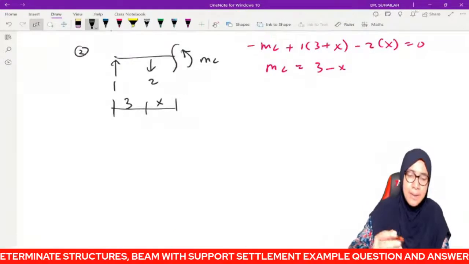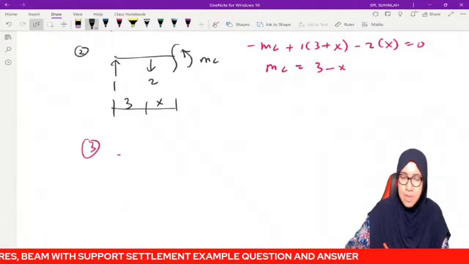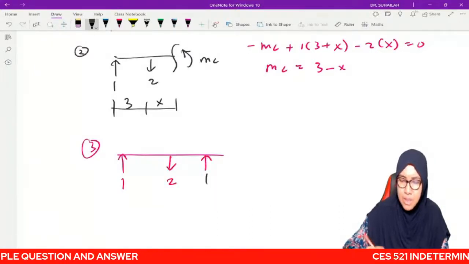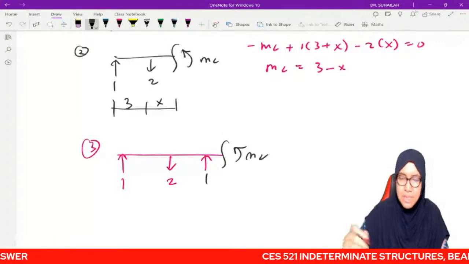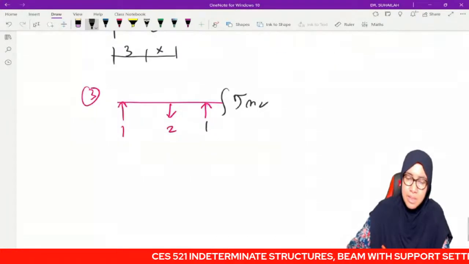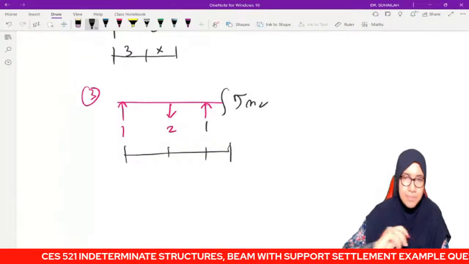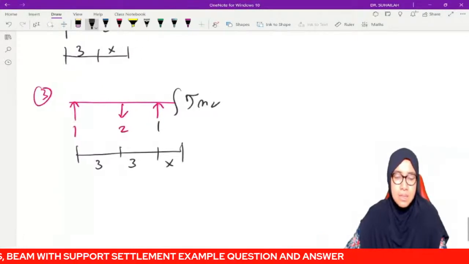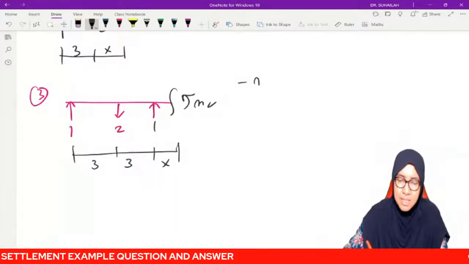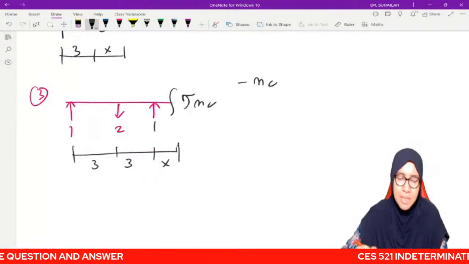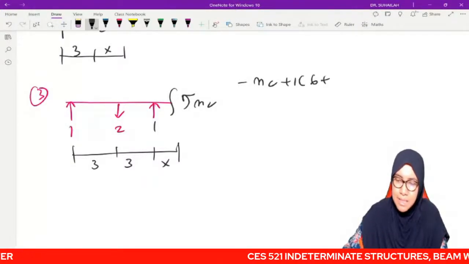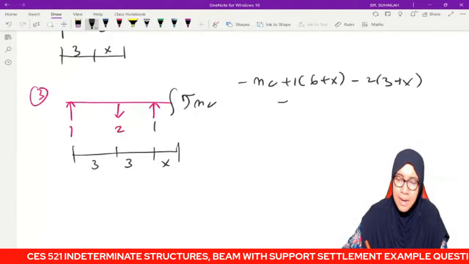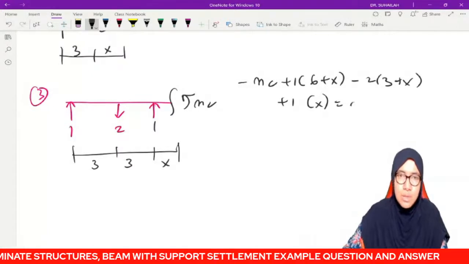Okay, for the third section, we have 1, 2 here, 1 here. This is MC. Origin at C, so this is 3, this is 3, this is X. So for the cutting section, it is negative MC plus 1 times 6 plus X minus 2, 3 plus X plus 1 X equal to 0.